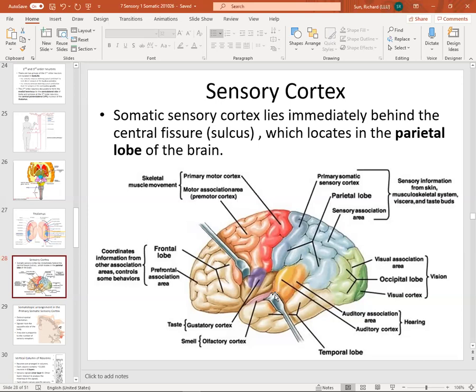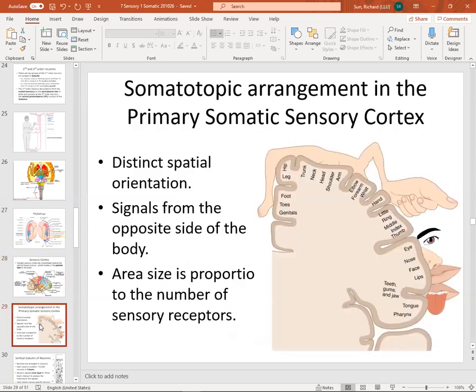The one you guys need to memorize is the location of the primary somatic sensory cortex, which is located in the parietal lobe. It's right next to the central sulcus or central fissure. This sensory cortex is also organized, arranged in a way that different areas are responsible for different parts of the sensory receptors.